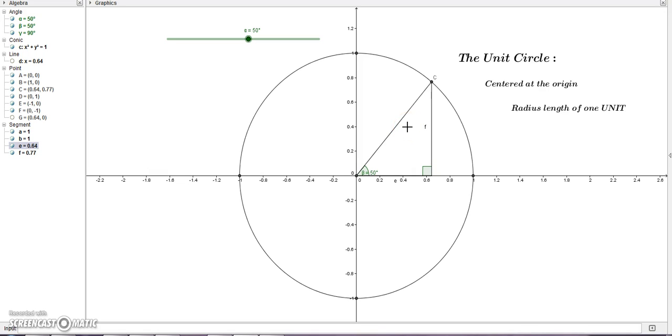I think that's pretty awesome stuff. I remember my mind being blown when I learned this. So anyway, that's the basics on unit circles and xy coordinates.